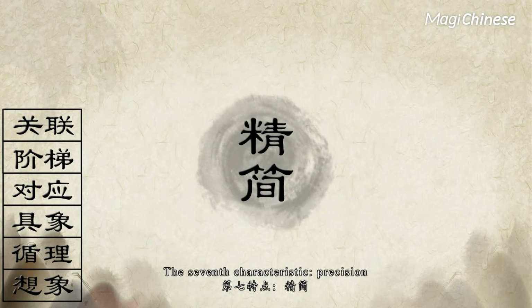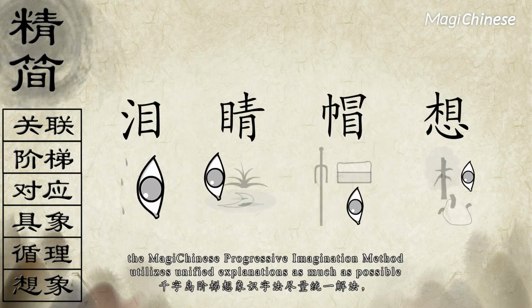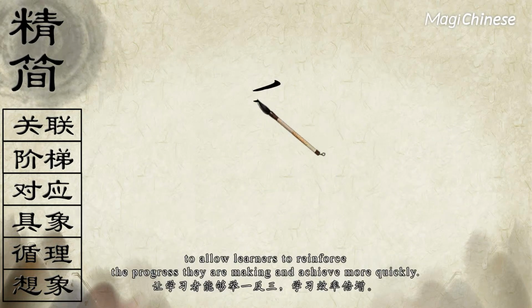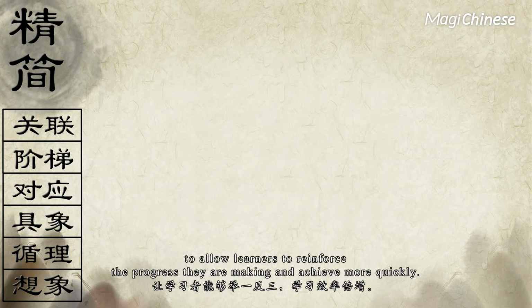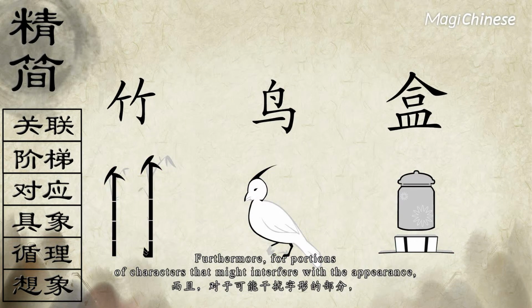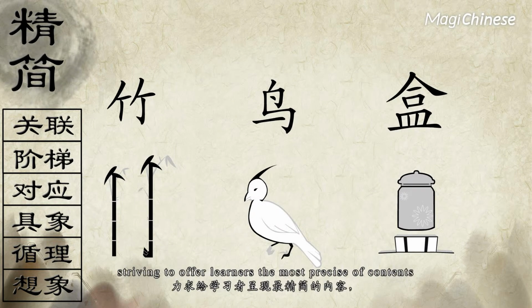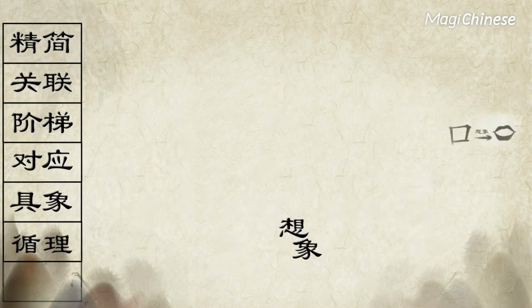The seventh characteristic, precision. For similar parts, the MagiChinese Progressive Imagination Method utilizes unified explanations as much as possible to allow learners to reinforce the progress they're making and achieve more quickly. Furthermore, for portions of characters that might interfere with appearance, gray shade is added for differentiation, striving to offer learners the most precise content to improve the accuracy and precision of their memories.